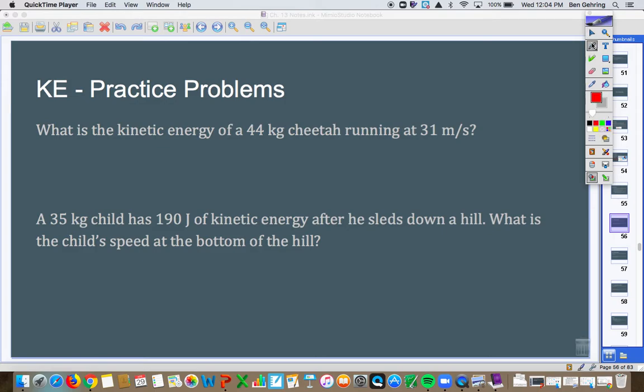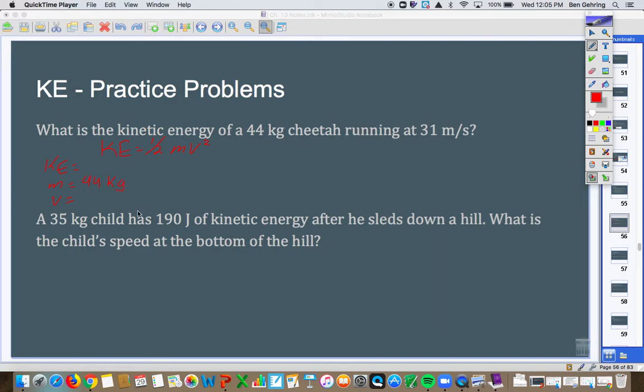All right, let's do some calculations. So first question says, what is the kinetic energy of a 44 kilogram cheetah running at 31 meters per second? So some things I need to be aware of. One, I have an equation that I need to use, which is kinetic energy equals 1/2 mv squared. So some things that I can potentially know or need to know. I have KE, I have mass, and I have velocity. And I'm going to solve this equation for which one of those I'm looking for. In this case, I know the mass is 44 kilograms.